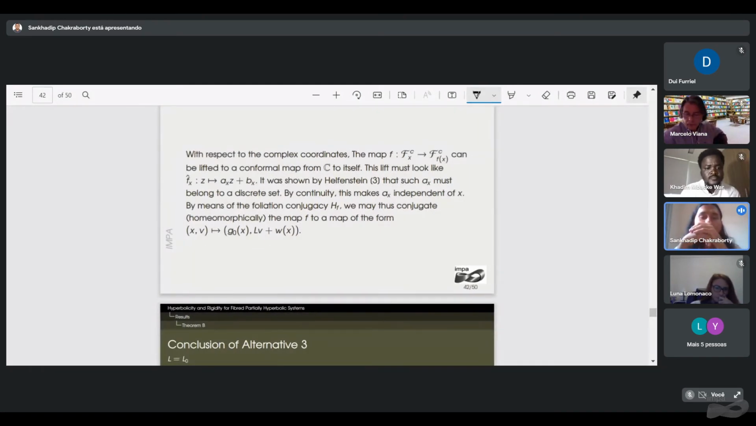Now, we just studied the holonomies in terms of our complex coordinates. Now we are going to study the map F itself in terms of the complex coordinates. How? Again, we lift it. For the same reasons, F has to be a conformal map, so the lift has to look like A_X Z plus B_X. Again, A_X has to belong to a discrete set, but it has to vary continuously with X. So A_X has to be independent of X. So in these coordinates, the lift of F has to be of the form A Z plus B_X.